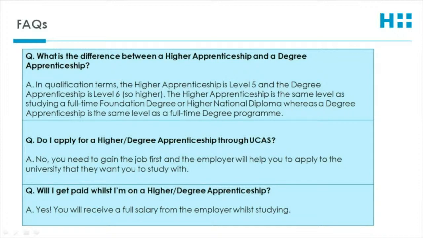Do I apply for a higher or degree apprenticeship through UCAS? No. So that is quite important. You do need to gain the job first and get in touch with the employer first, and they will help you to apply to the university that they want you to study with. And it may be that they already have a certain partnership with a particular university, for example. Will I get paid whilst I'm on a higher or degree apprenticeship? Yes, absolutely. So you will receive a full salary from the employer whilst you're studying as well.